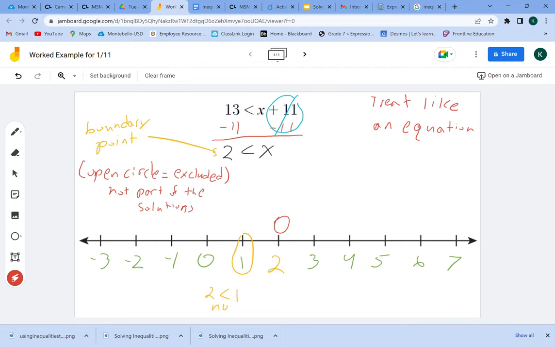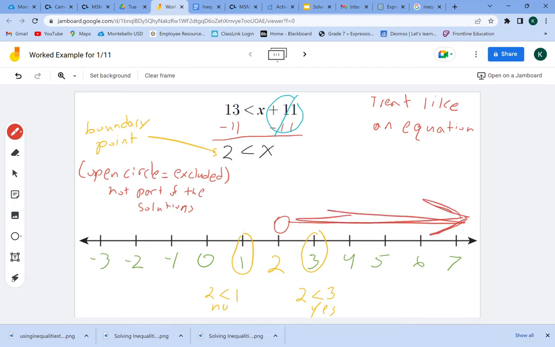So then you test out another point. Let's say I test something to the right. Let's say I test out the 3. So I put 2 is smaller than 3. Now you compare those, right? Is 2 smaller than 3? And this is, yeah, of course. 2 is smaller than 3. That means that I'm going to go ahead and shade in this way over here. So I go this way, and I put like a giant arrow going this way.